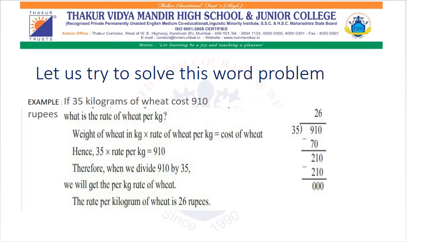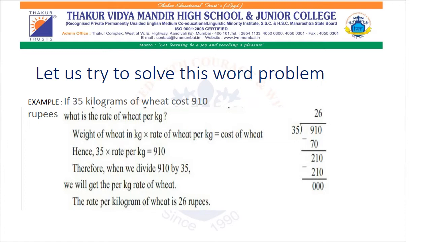Now let us try to solve this word problem. First, whenever a word problem comes to you, you have to read it properly. The example is, if 35 kilograms of wheat cost 910 rupees, what is the rate of wheat per kg? So for 35 kilograms, I need to pay 910 rupees. So what will be the cost of 1 kilogram is asked. So for that, what will we do?